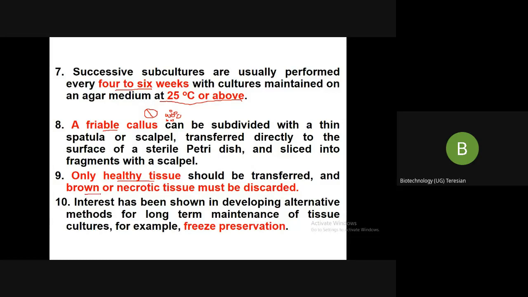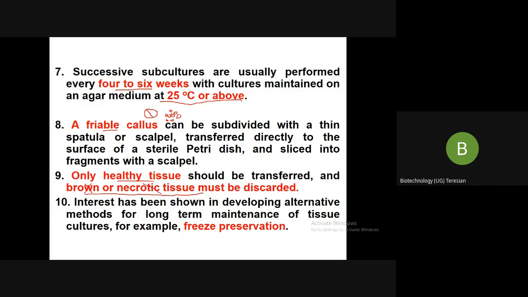Brown color or necrotic tissue must be discarded. The problem of tissue culture, you studied the brown color. We saw how the explant was developing the brown color, the phenolic compounds, the metabolites it was releasing into the media and ultimately killing the plant itself. So whenever it is brown in color, please discard it.